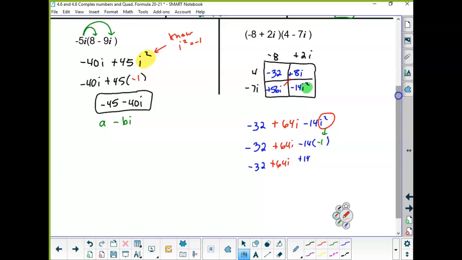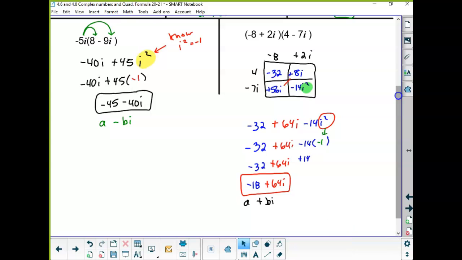And then the last piece is we know that negative 32 plus 14, is that 22? No. Negative 18, thank you. And look at that answer. A plus Bi. It's written in that complex form.